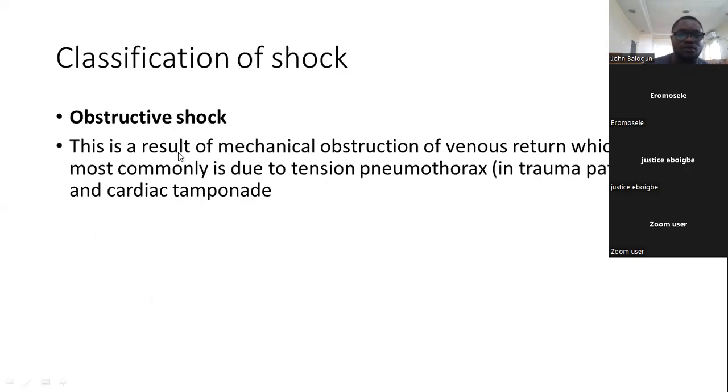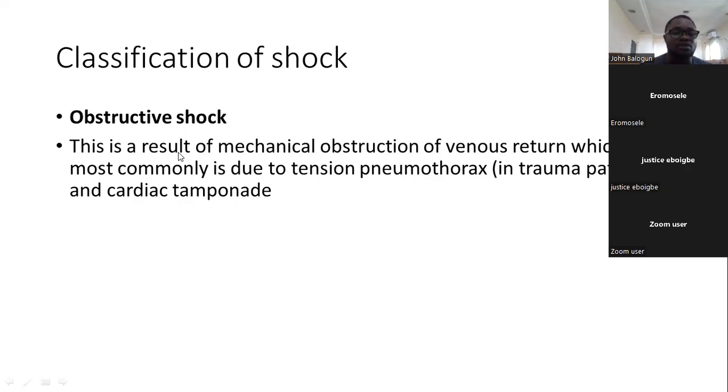For obstructive shock, there's a mechanical obstruction of blood flow. Commonly, the common types of obstructive shock are tension pneumothorax and cardiac tamponade.